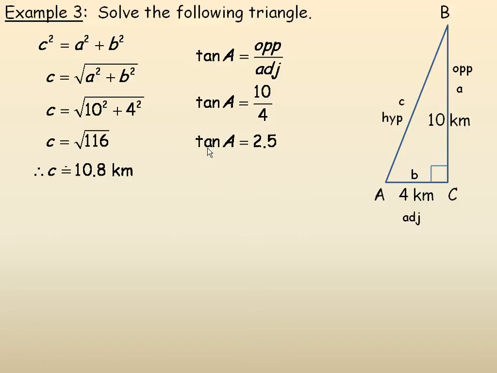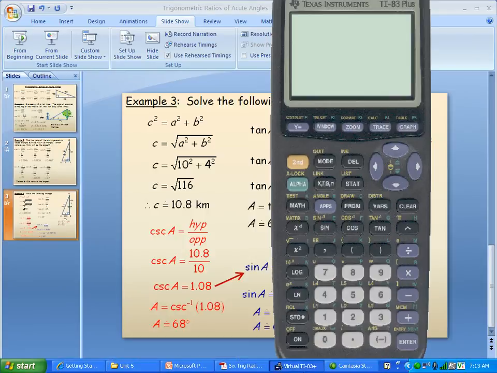Now, the angle is the unknown. We do know what the tan ratio is. It's 2.5. So the way you find the angle is it's called the inverse tan. You know what the tan ratio is, and you're trying to find the angle whose tan is 2.5. And what that looks like in the calculator is this.